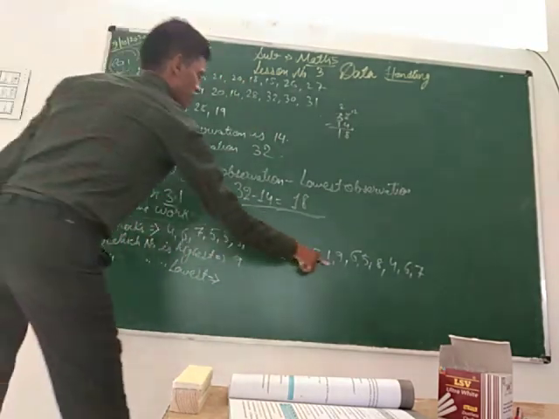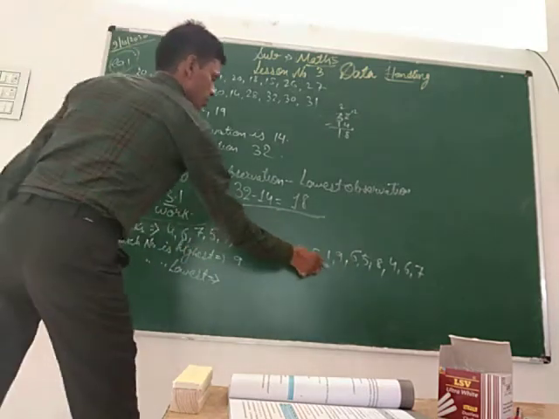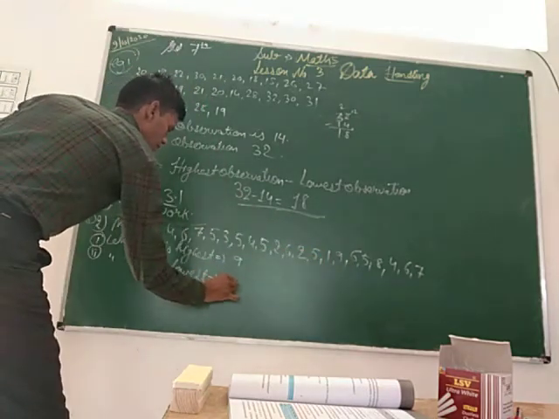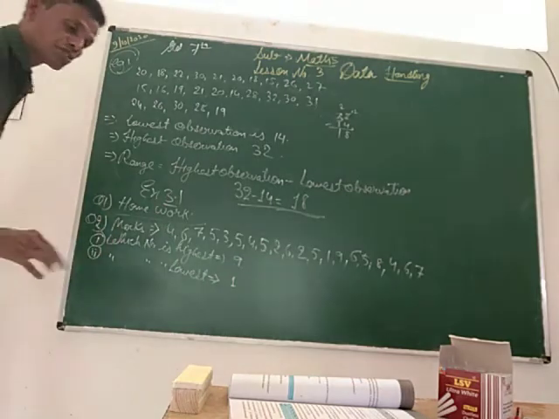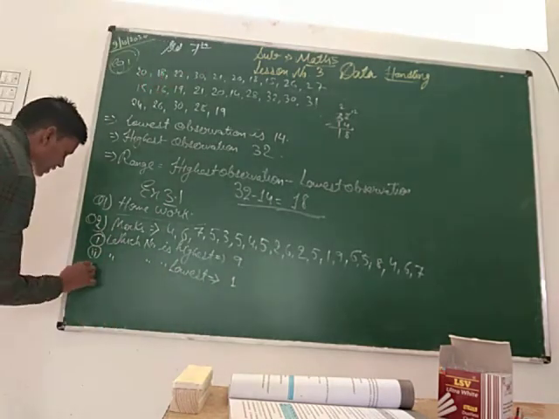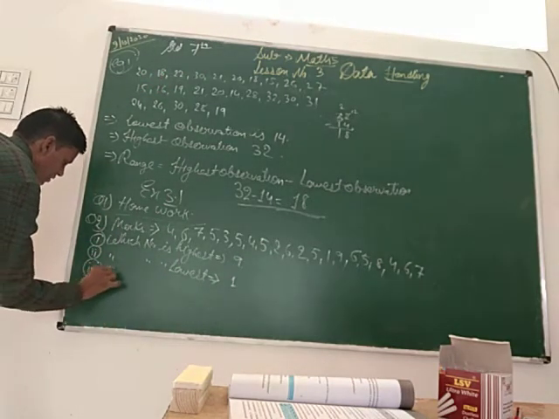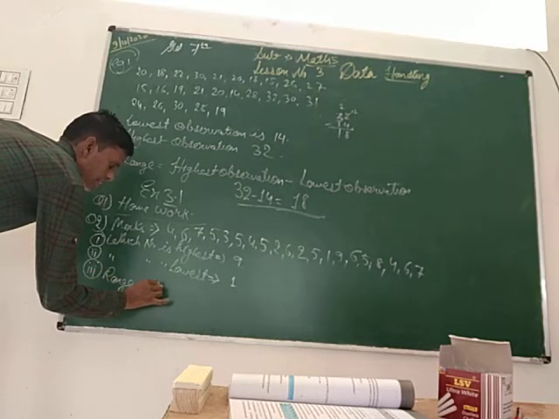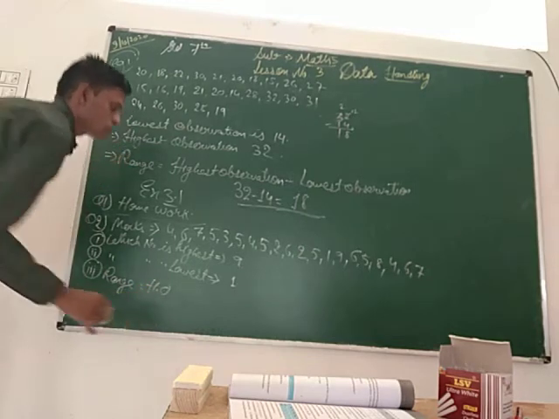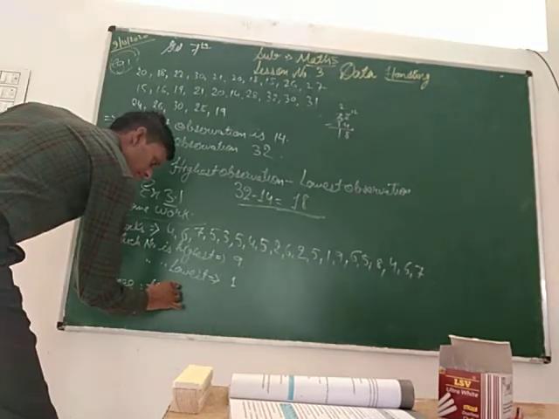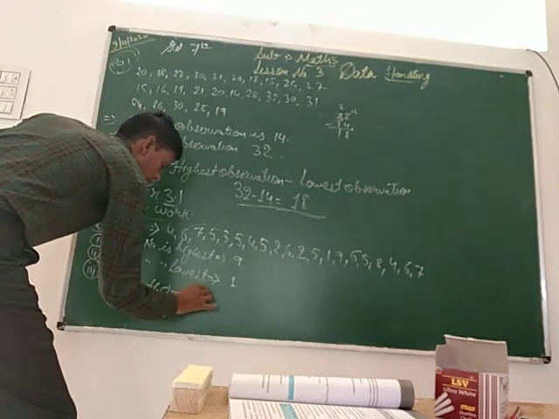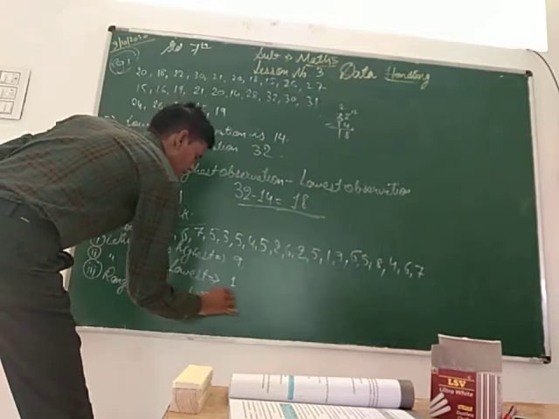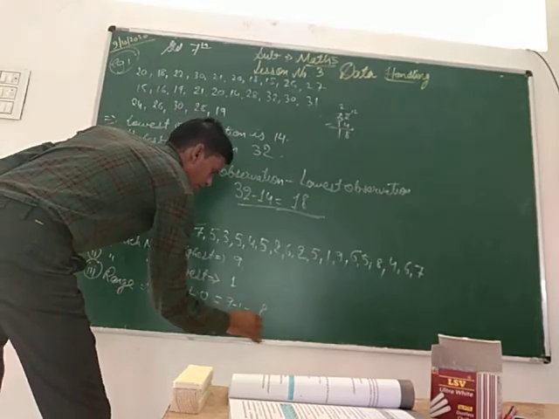Lowest, here 1, is there any 0? No, so here lowest is 1. Now we have to find question number 3, that is range. Range is HO, HO means highest observation, or highest data, minus LO, the lowest observation. 9 minus 1 means 8.